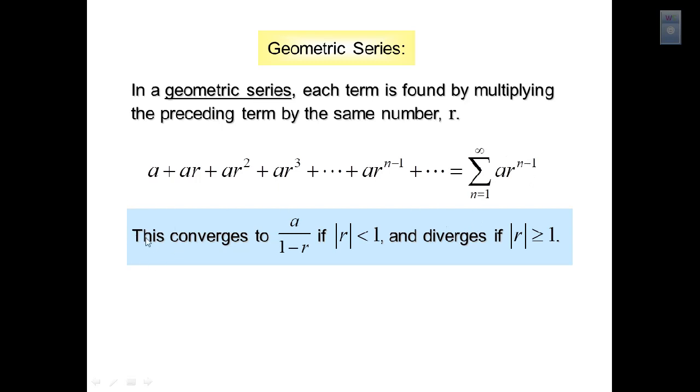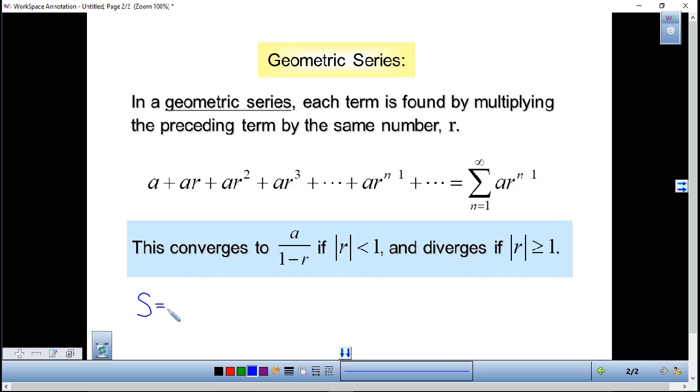Now, this series is going to converge to the sum a over 1 minus r if the absolute value of r is less than 1, but it's going to diverge if the absolute value of r is greater than or equal to 1. Now, don't miss this right here. You need to definitely write that down, because that is what you're going to find for the infinite sum of a geometric series that converges. It's a divided by 1 minus r.